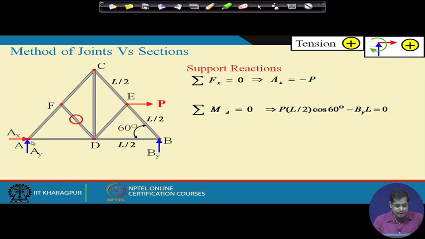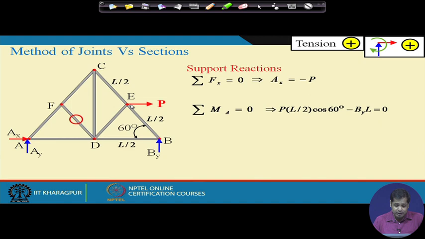Now, let us take moment about A. If you take moment about A, then only forces which will contribute to the moment are this and this force. The moment of this force about A will be clockwise, and moment of By about this point will be anti-clockwise. So, this will be positive and this will be negative, as per our sign convention.